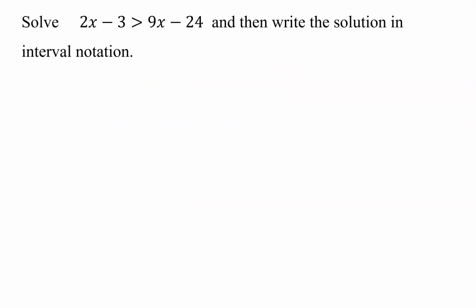So let's go back and look at our problem. And let's quickly rewrite it. 2x minus 3 is greater than 9x minus 24. So how do we solve linear equations? Get x's on one side, numbers on the other. I'm going to collect my x's on the left-hand side. So the first thing I'm going to do is subtract 9x from both sides.